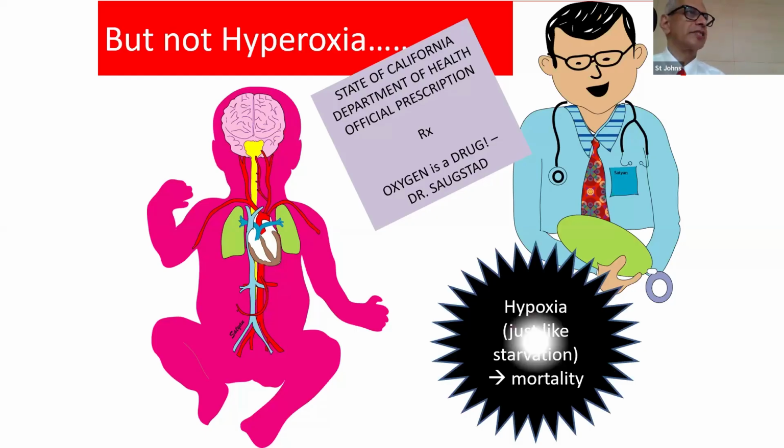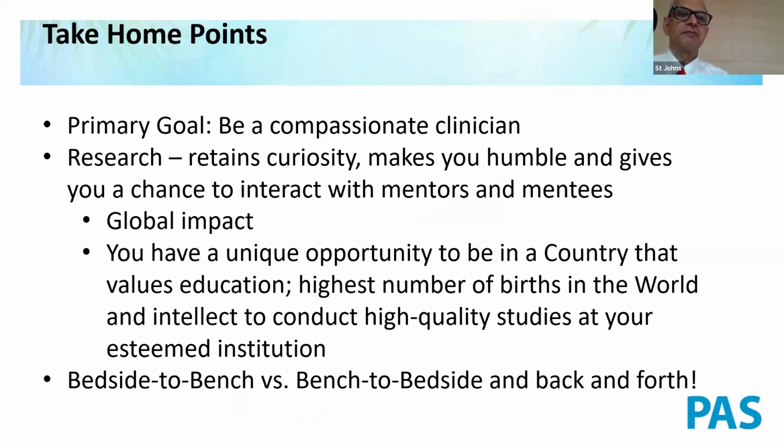On the other hand, hypoxia, just like starvation, can also kill. So you should avoid hypoxia and avoid hyperoxia. You have a very narrow therapeutic window when you use oxygen. And to conclude, my take-home point is that the real goal when you're doing your MD or DM is to be a compassionate clinician.